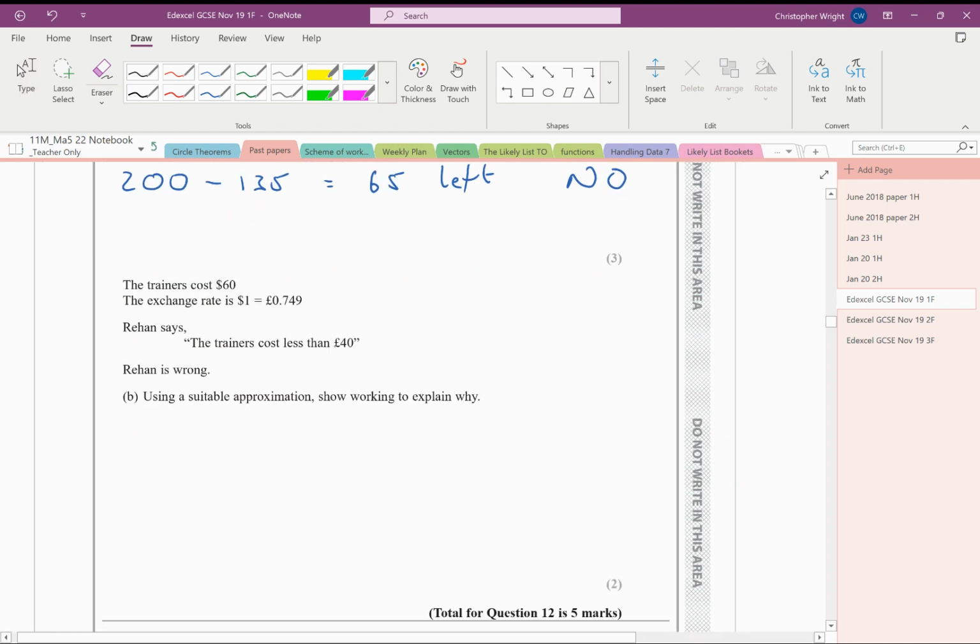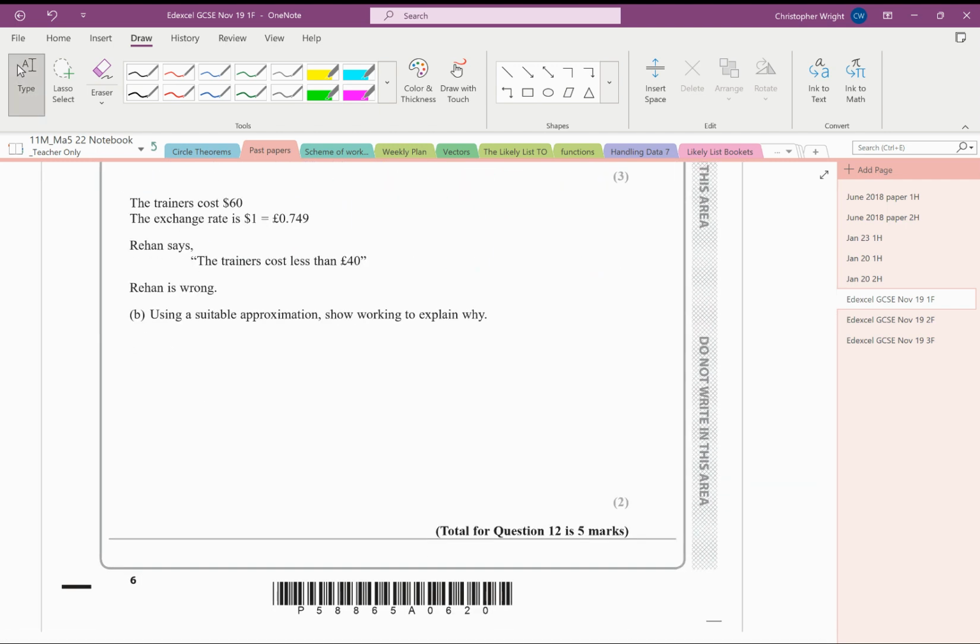Right. The trainers cost $60. Yes. The exchange rate is $1 is that many pounds. Rayhan says the trainers cost less than £40. Rayhan is wrong. Show working to explain why, but importantly, using a suitable approximation. So, what shall we say?